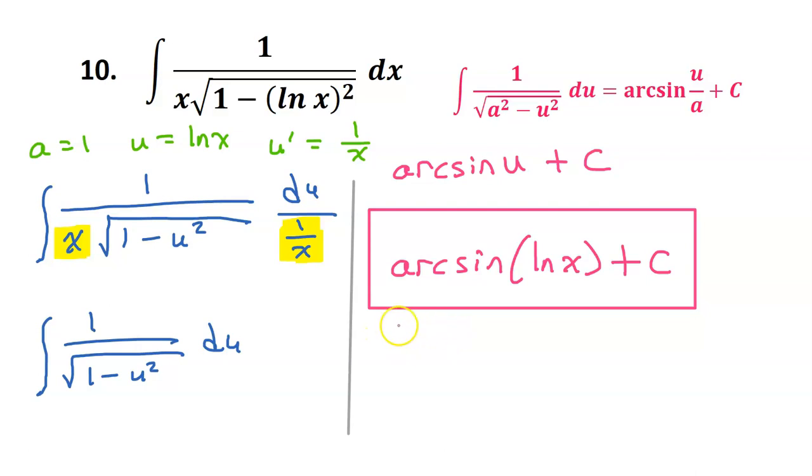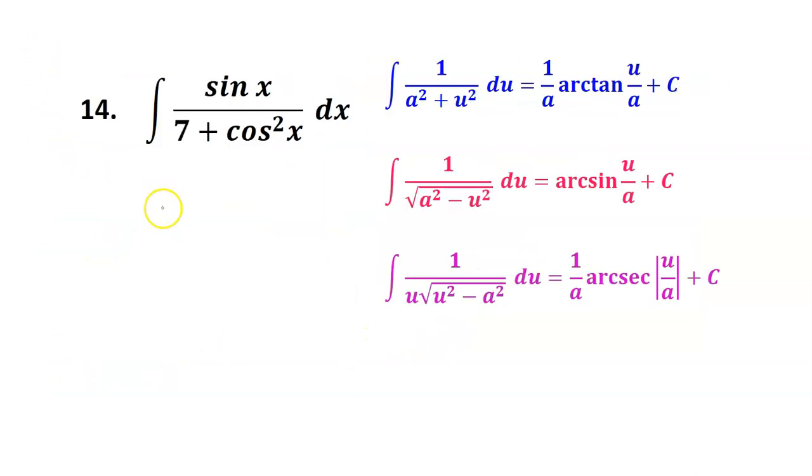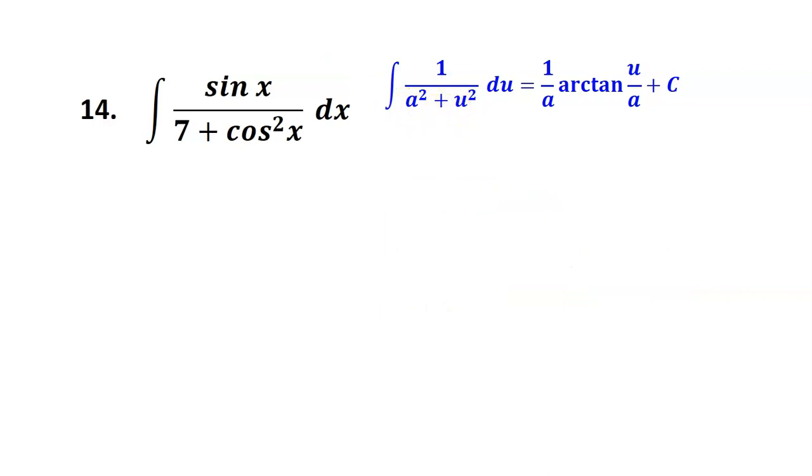Easy peasy, y'all. Which rule do you think we will use for number 14? I'm thinking we will be doing the arctangent rule this time. I see no square root, and there's a plus sign, and that's what we have going on here for arctangent. Based on the rule, a is going to be the square root of 7, because a squared is right here. So just take the square root of the constant. That's your a value.